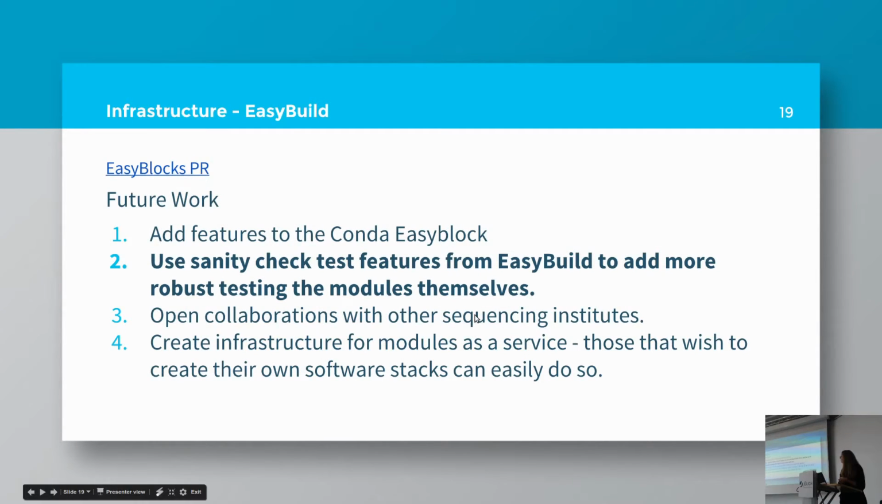So in terms of future work, I want to add a few more options to the Conda easyblock. I need to add a lot more checks with EasyBuild using real data. This is something I got into because just because it builds does not mean that it works. And that happens a lot. So we want to set up a service using EasyBuild somewhere that tests against real data. And we have this for most of our analyses now.